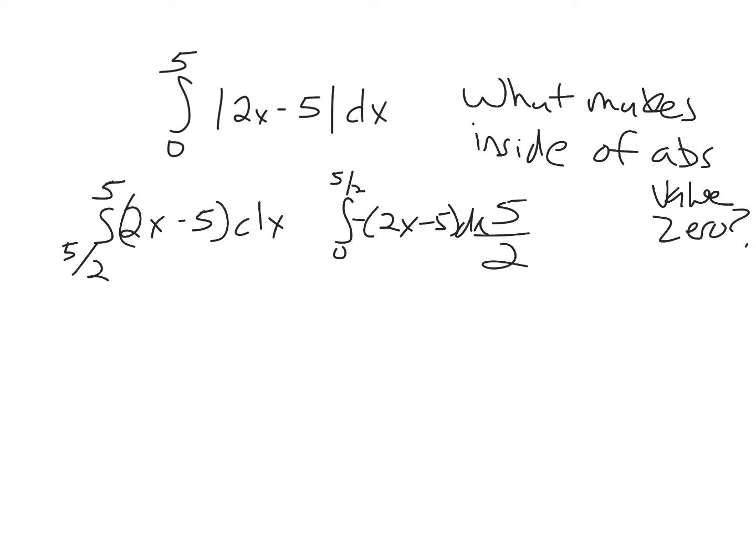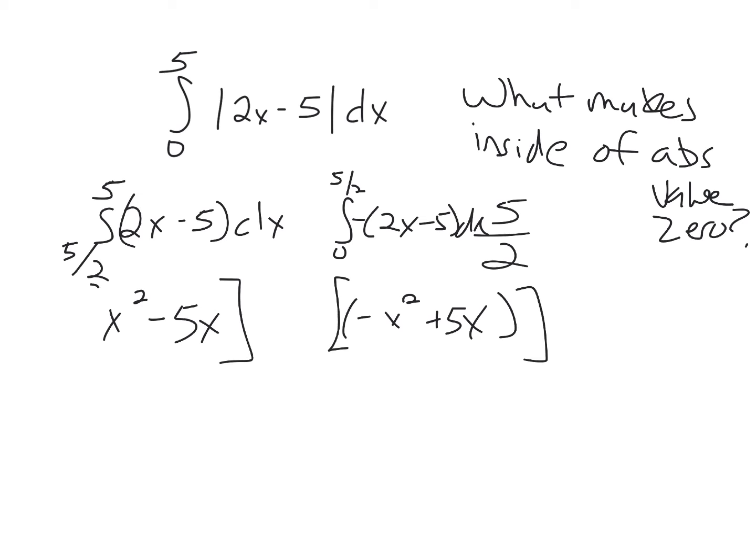And we're going to be using our fundamental theorem of calculus as well. So when we integrate, you're going to get x squared minus 5x for both of them. The only difference here is we're going to get a negative x squared plus 5x for this one. And we are going to evaluate it from 5 halves to 5 and 0 to 5 halves.